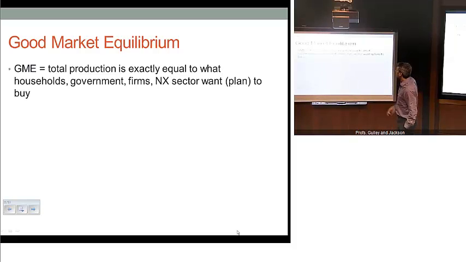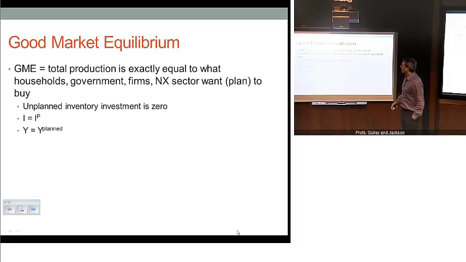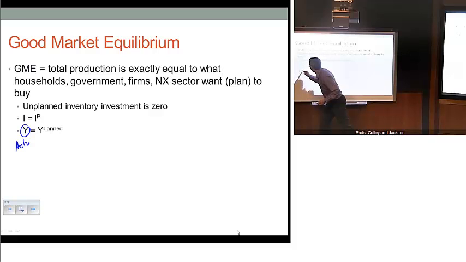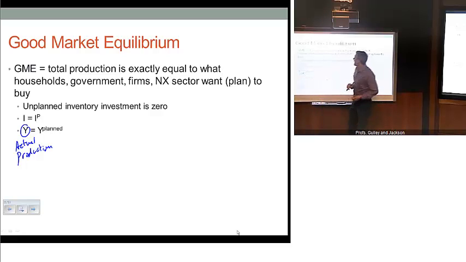So what does that leave us? Well, again, the whole point of this is to think about what we refer to as a goods market equilibrium. Again, the notion is that the total production is exactly equal to what households, firms, government, and accounting for the net export sector would desire or plan or like to buy. And so, as I said before, a goods market equilibrium is going to occur where unplanned inventory investment is 0, total investment is equal to planned investment, and of course, the total amount of goods produced, the actual level of production here, is exactly equal to what is being planned by households, that piece right there. Okay.